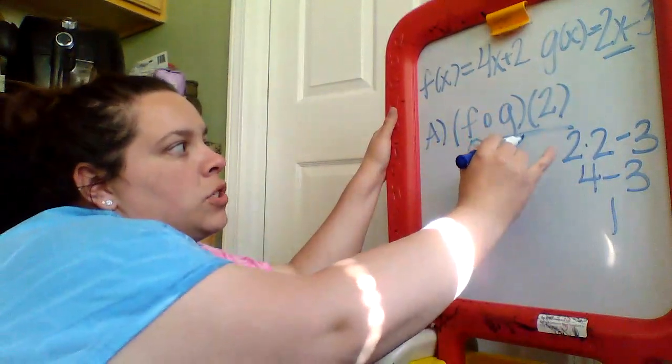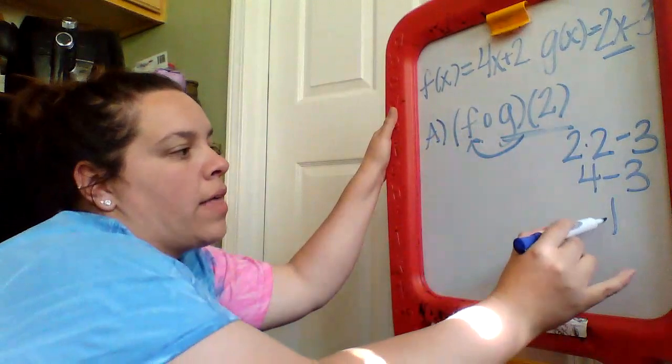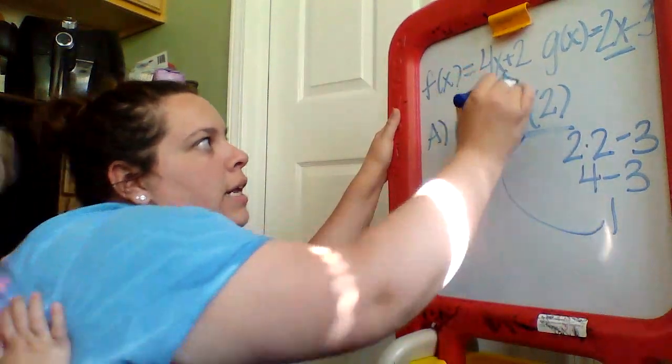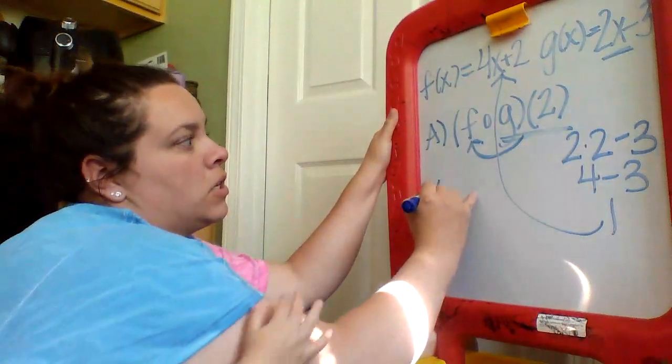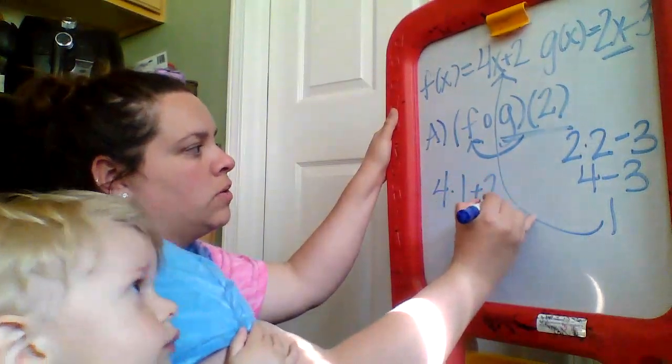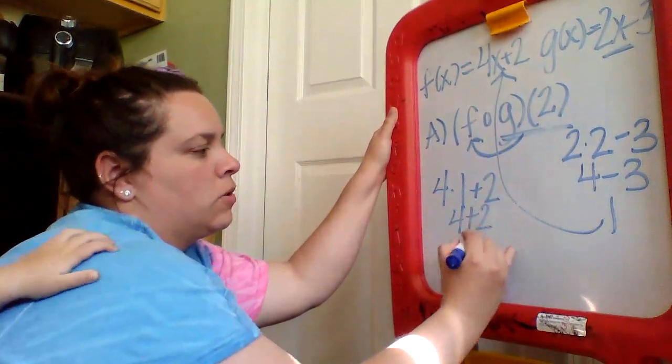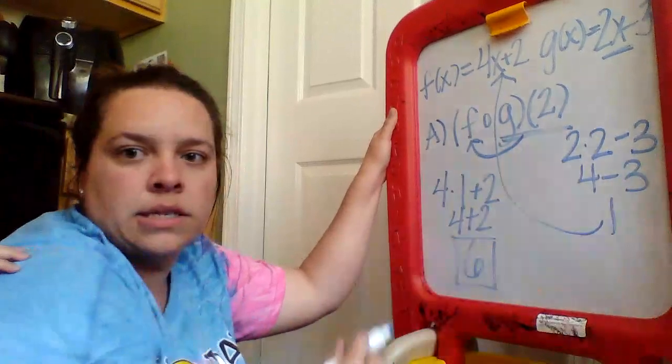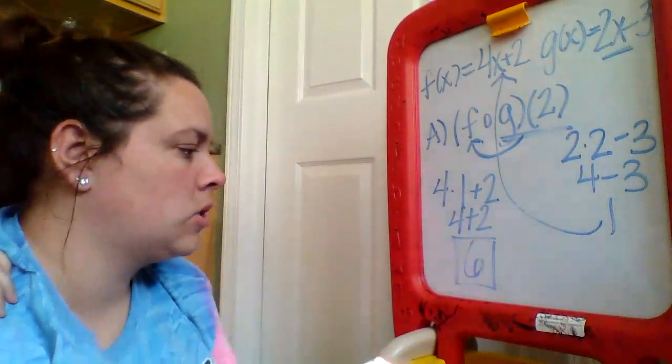After I find g of 2, then I plug it into f. So now that I know this is 1, I'm going to plug it in to f. Okay? So 4 times 1 plus 2. So that's 4 plus 2, which is 6. Okay? Now let's do one more.